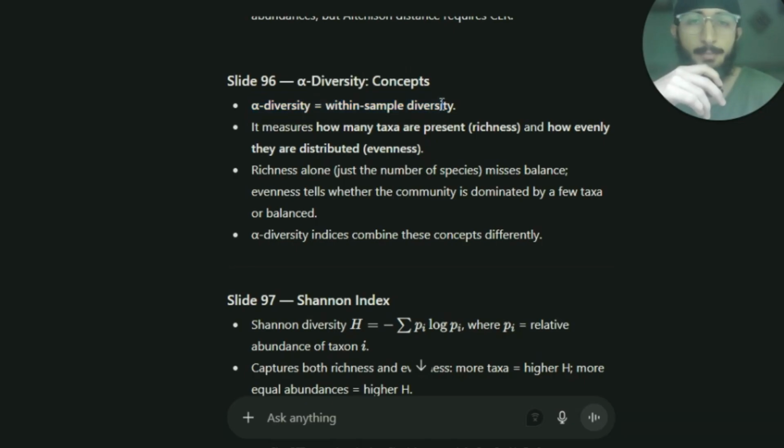Now, alpha diversity concept. Alpha diversity is within sample diversity. It is a metric which measures how many taxa are present, that is the richness, and how evenly they are distributed, that is their evenness. So it gives us a measure of both the richness as well as the evenness of the taxa, right?